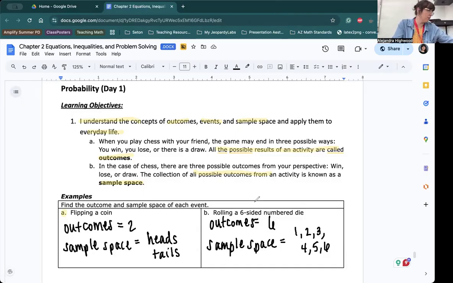That is everything for the first objective, just defining those two things.